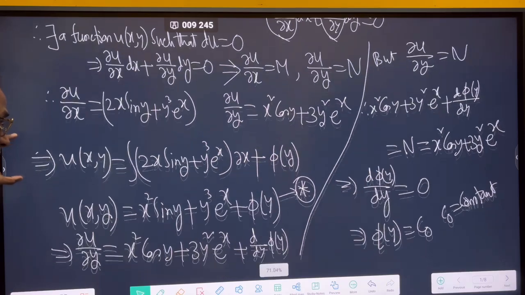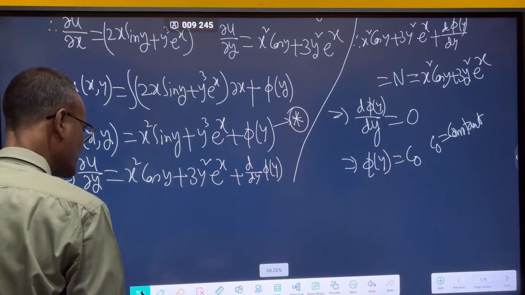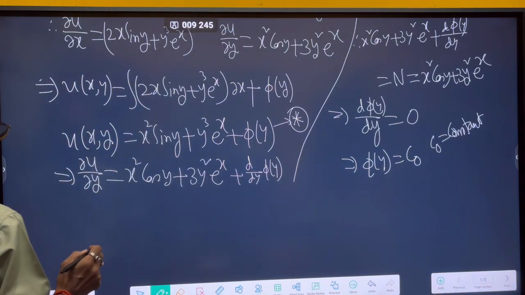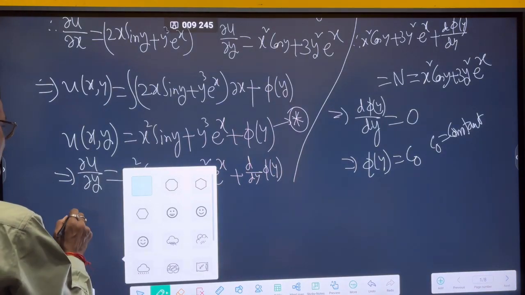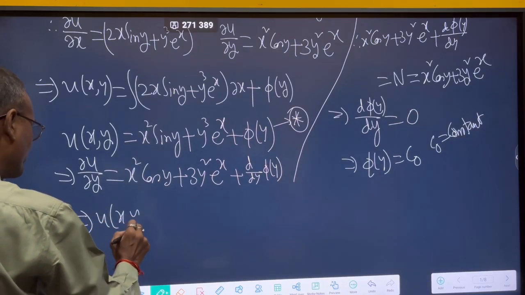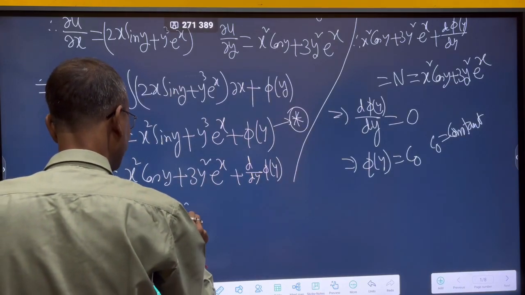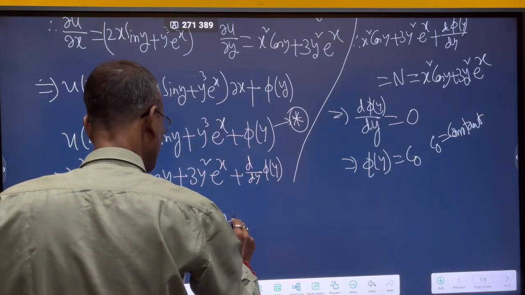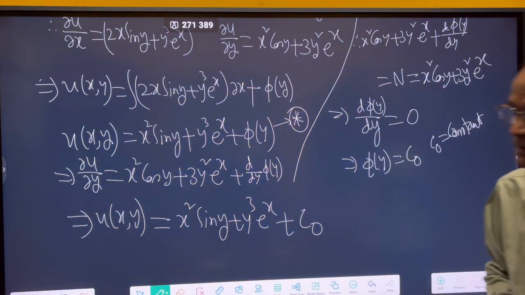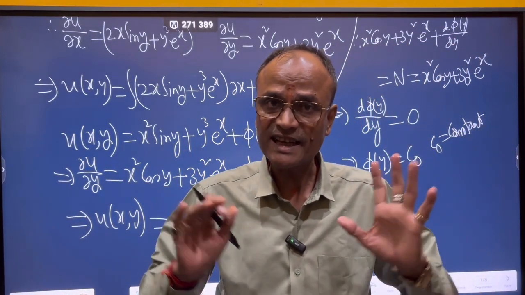Therefore, from star, u x y is equal to x square sin y plus y cube e to the power x plus phi y, where phi y is equal to c naught. Now, the differential equation is exact.